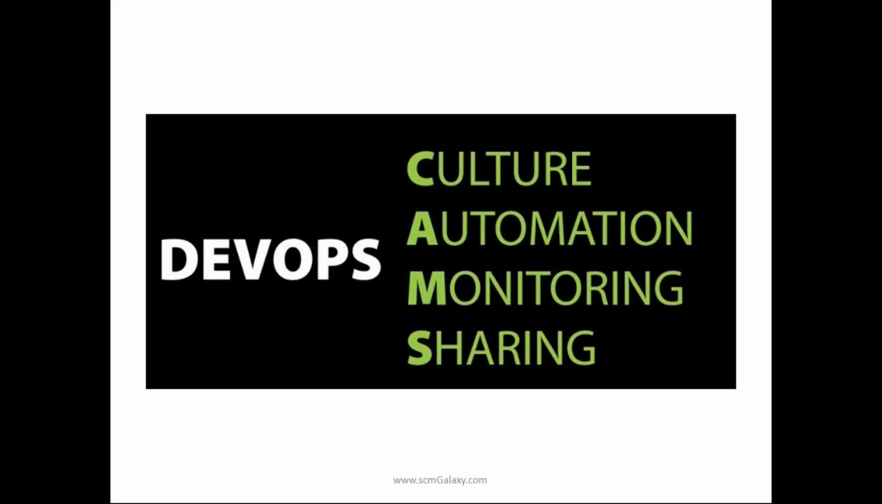So DevOps is a culture. DevOps is a way to automate each and everything. DevOps is a way to monitor each and everything you are doing, and DevOps is about sharing. So DevOps is culture, automation, monitoring, and sharing, and these are the four pillars we are going to discuss in the upcoming slides.